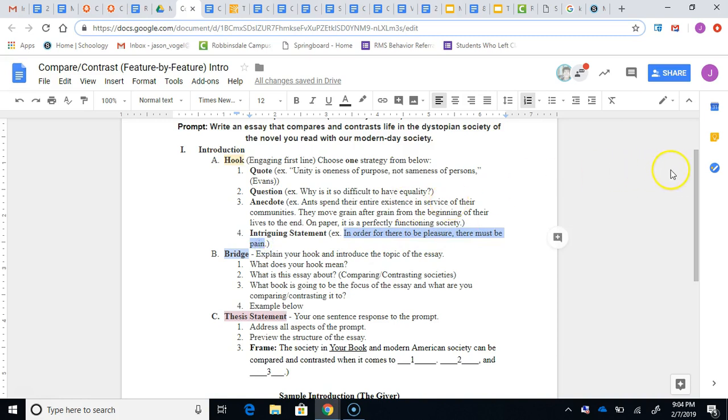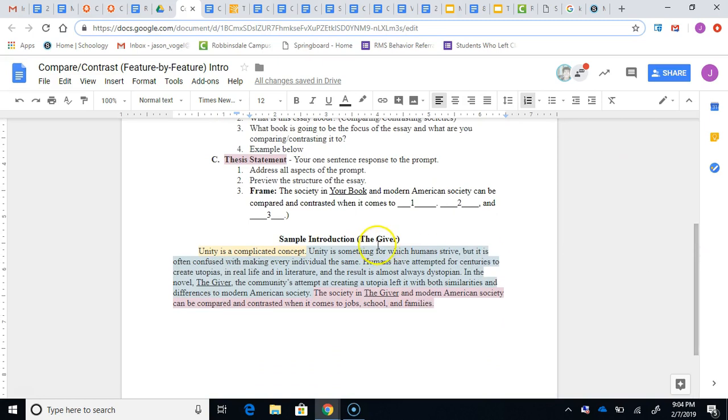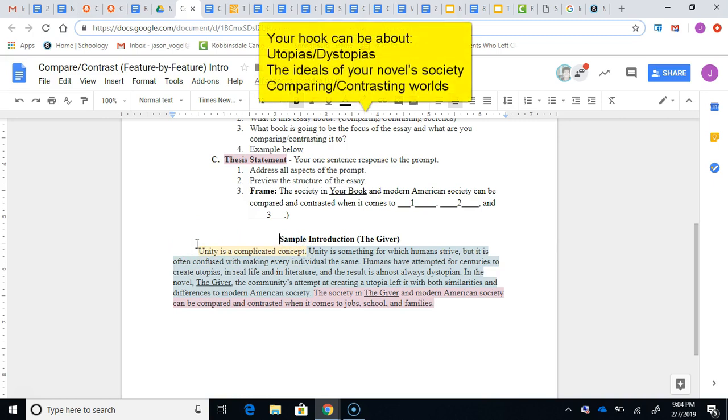So now you should write the hook to your essay. In my example, using The Giver as my core text, I have chosen to start with an intriguing statement. Unity is a complicated concept. So that's an intriguing statement because it's interesting and it's related to the topic I'll be talking about in my essay.